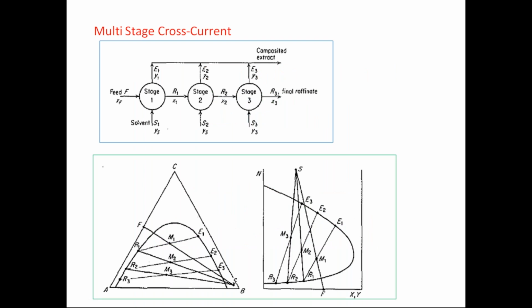This is a multi-stage cross current. As I told in the previous class, instead of using a single stage, if you use the multi-stage cross current operation, then you can consume very less amount of solvent for the fixed separation. Or if you have the same amount of solvent in a single stage as well as in the multi-stage cross current, the percentage of separation achieved is more in the multi-stage cross current. So extraction percentage can be improved.